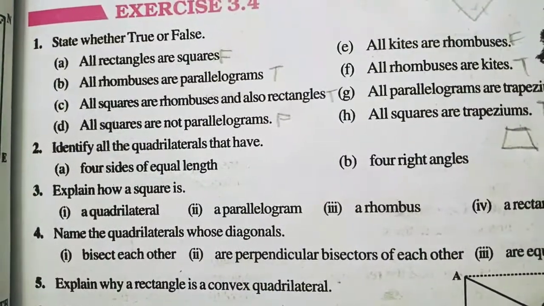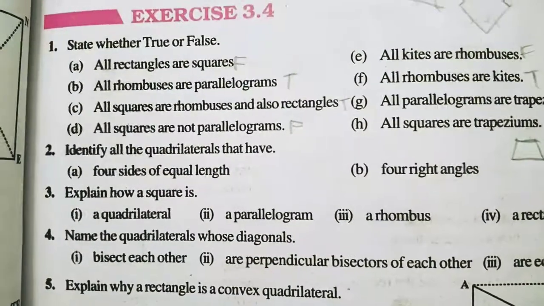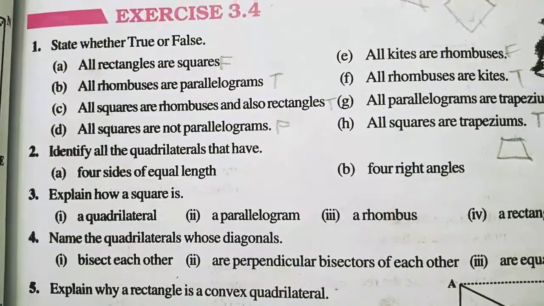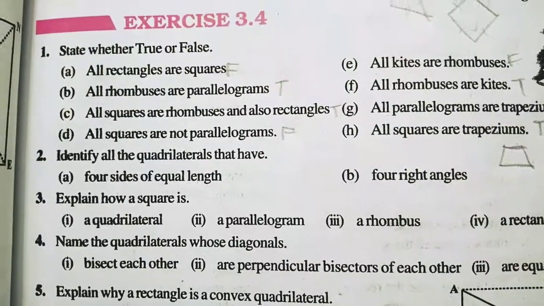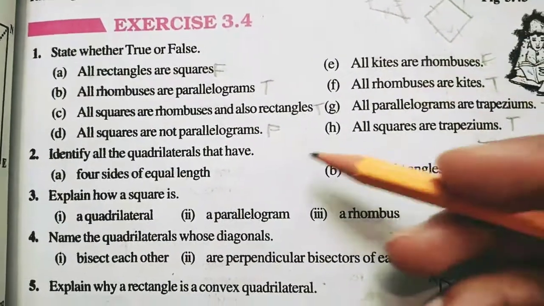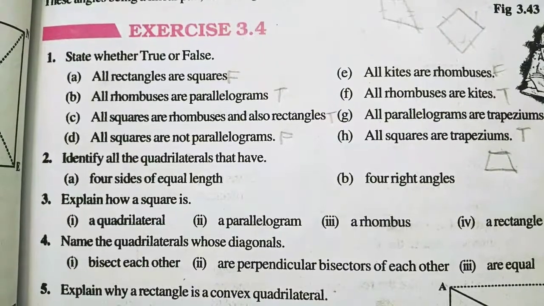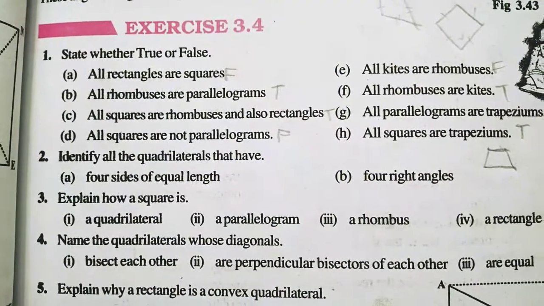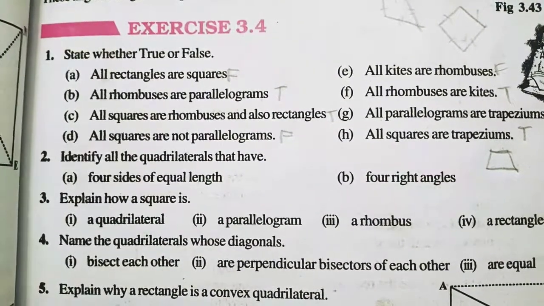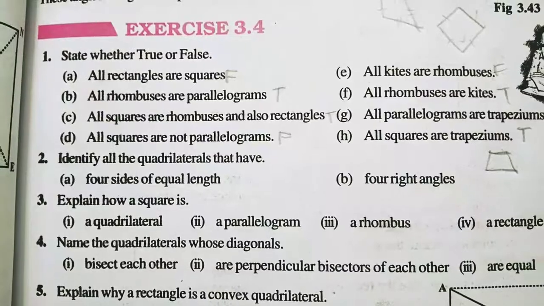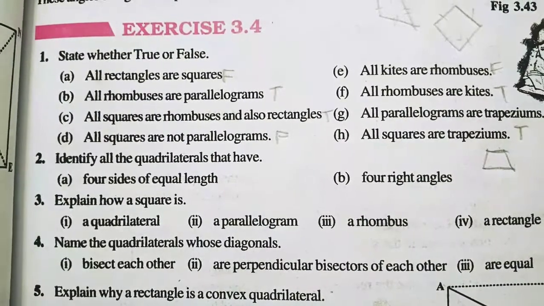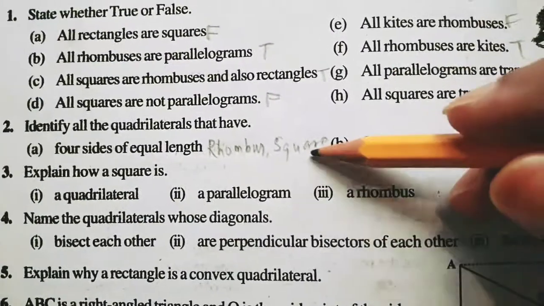Now question number 2, identify all the quadrilaterals that have 4 sides of equal length. So which quadrilateral has 4 sides of equal length? So it is what? Rhombus and square. They have 4 sides, and in a rhombus all the sides are equal, and in a square also all the sides are equal. Okay students, rhombus and square.